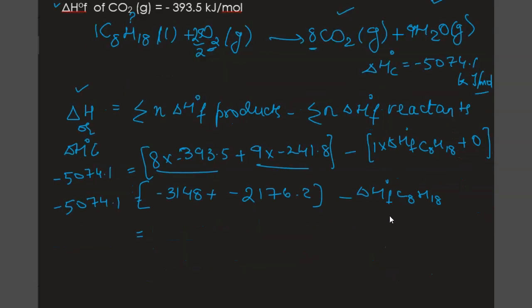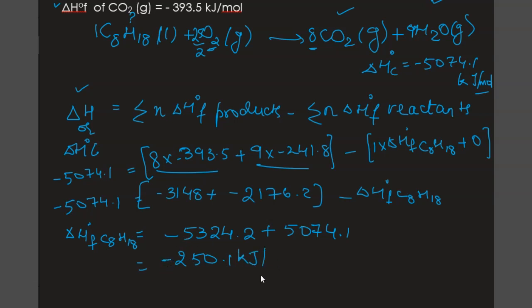So all we have to do is just isolate it. I'm going to move this here so it becomes delta H naught F of octane. I'm going to put this on the calculator. I get negative 5324.2. And I move this over. I get plus 5074.1. That gives me 250.1 with a negative sign, because the bigger number is negative, kilojoules per mole, and that is the heat of formation of 1 mole of octane.